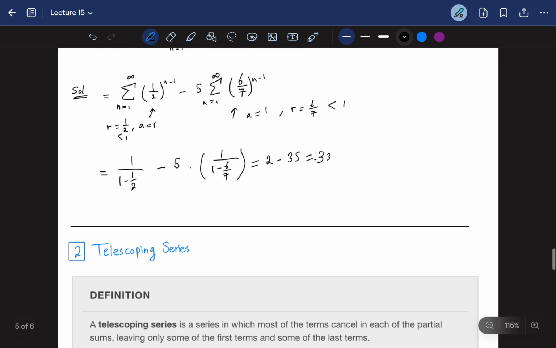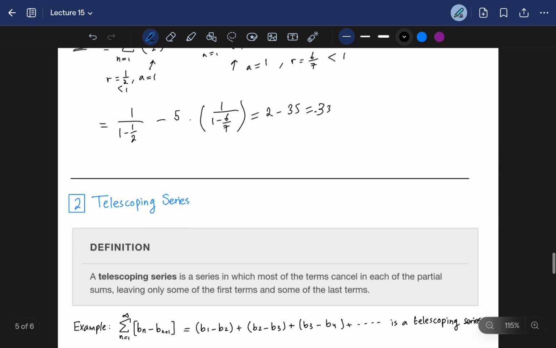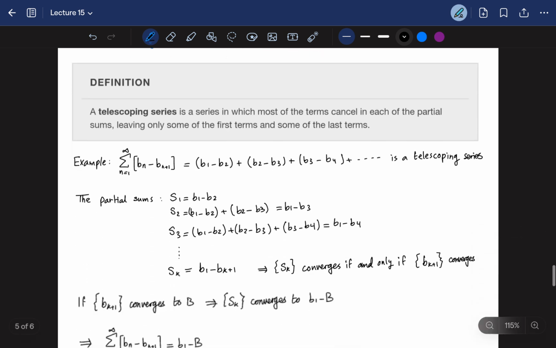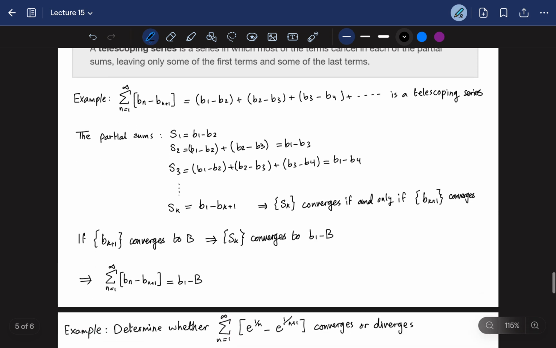Now, the last thing that we're going to talk about today is a telescoping series. A telescoping series is a series where a lot of terms cancel out once we're doing the partial sums. Once you cancel a lot of terms, you're going to end up with the first and the last term. So let's start with a general example.